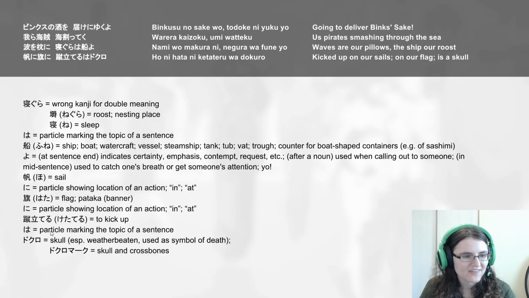And then wa makes this the topic of the sentence. And then we have doku. This is dokuro, which means skull, a symbol of death. And I do believe this is short for dokuromaku, which is specifically the skull and crossbones. So on our sails and on our flag, we've kicked up this skull and crossbones mark.